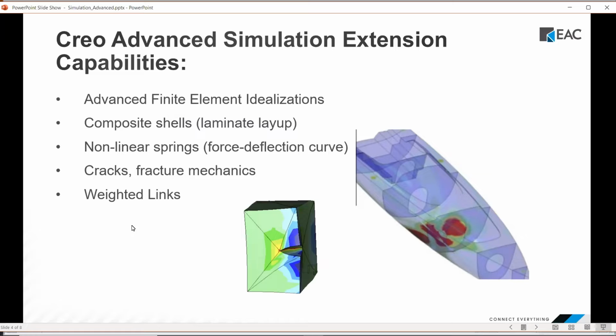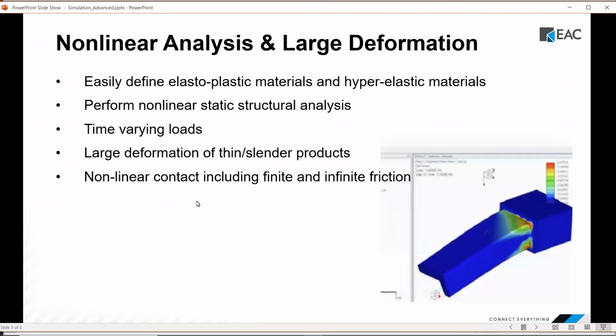And then there's something called weighted links. A weighted link is an interpolation entity that allows you to take the mass or loads at a single point and then apply that to target geometries. So again, it's a way of simplifying things without putting in other parts to represent that.